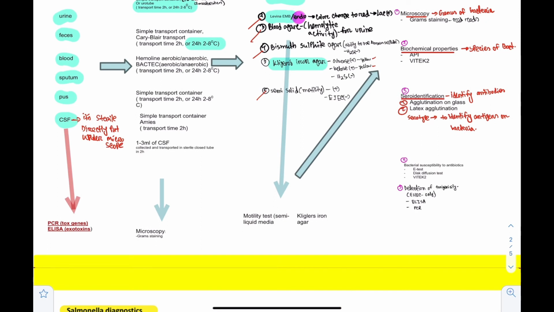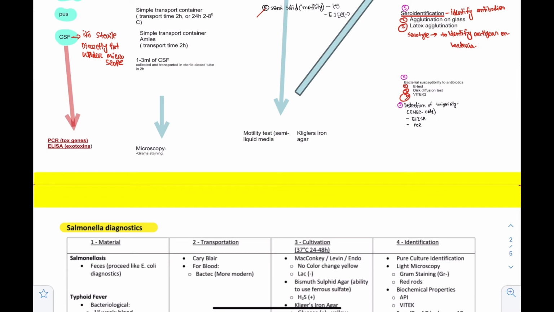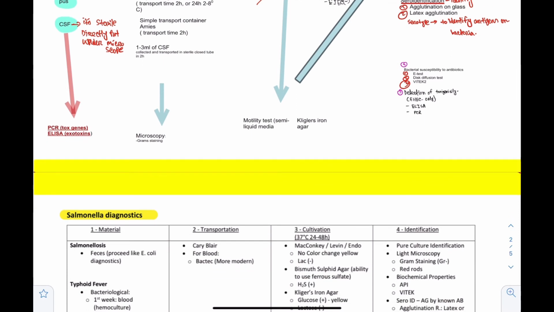Then the fourth step is bacterial susceptibility to the antibiotics. In this test, we want to identify what kind of antibiotics can act against the bacteria. These are the three options we use in the lab: E-test, disc diffusion test, and also Vitek 2. And if the patient is more severe, to identify the bacteria right away, we use PCR to know the gene which is producing the toxin, and also ELISA test.